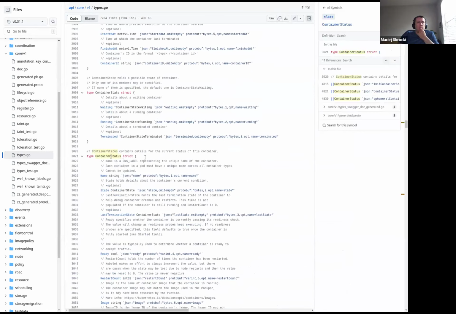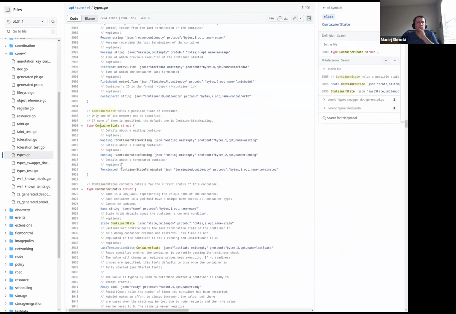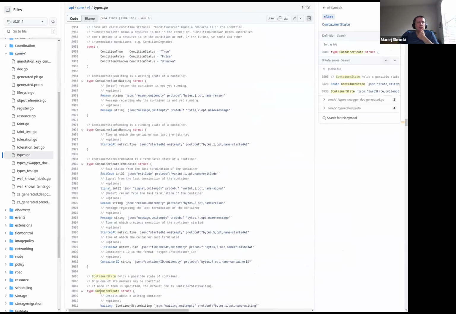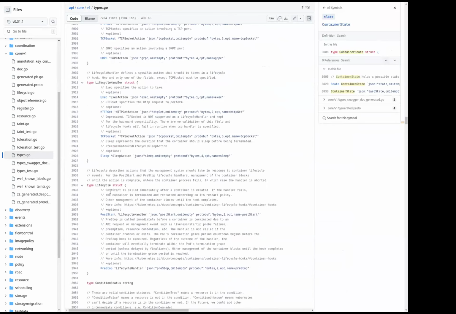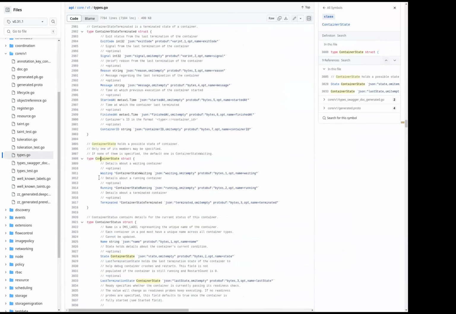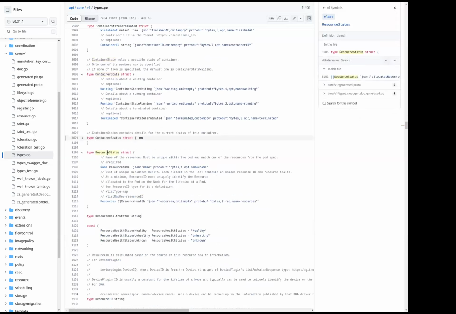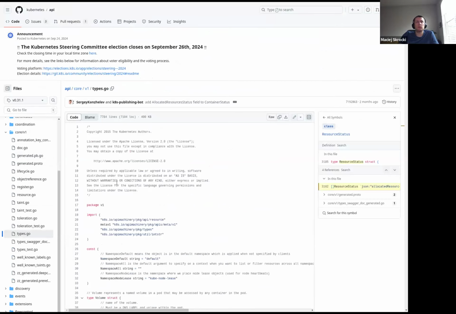Container status. Oh, this is a container status. That's what you refer to. Container state. Oh, yeah, I see. So it's below its line 3100. So container status. It's at the bottom of the container status. No, but that's the resource. Where is this guy used? This is used in here.